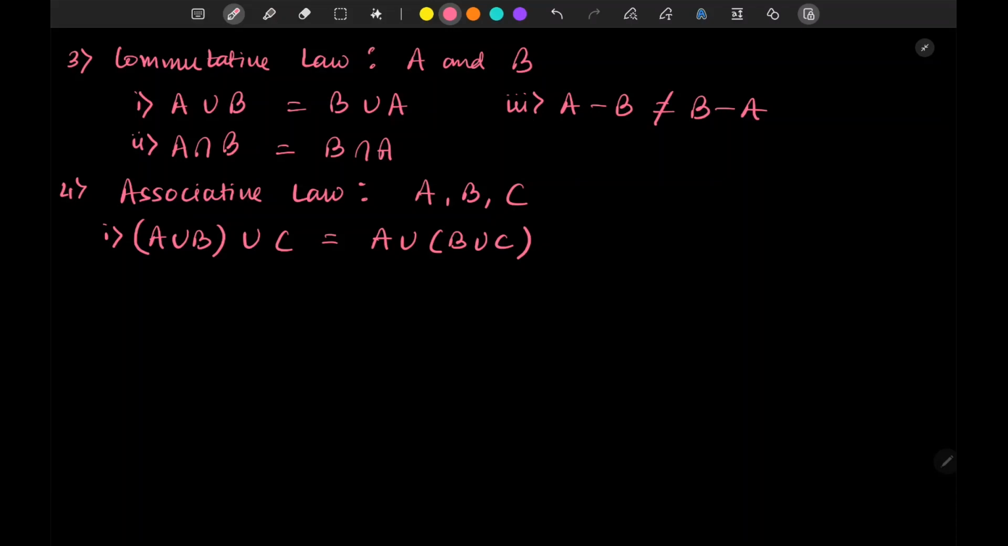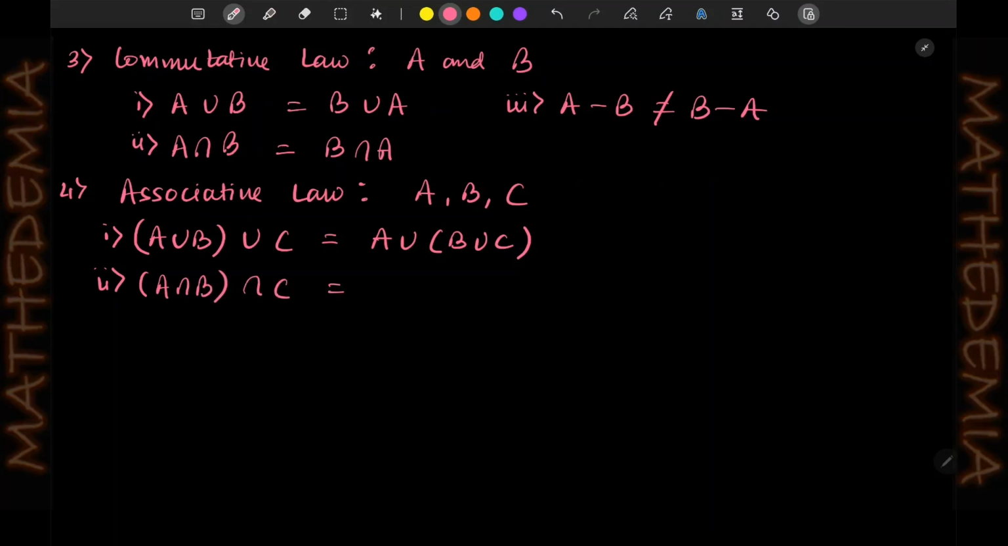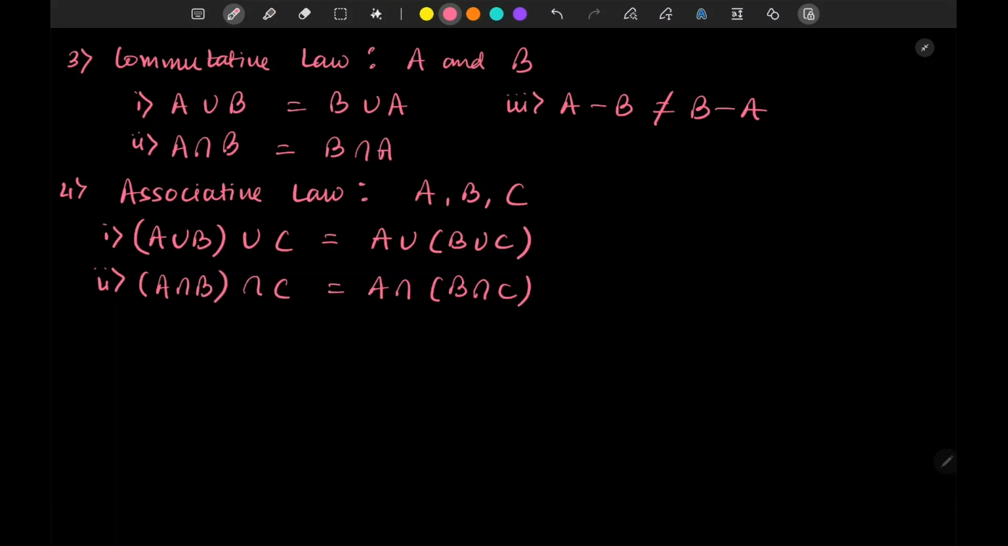What it means is that if we find the union of sets A and B first and then find the union of the result with C, that will give us the same set as finding the union of B and C first, after which we can find the union of the result of B union C with A. A similar result can be obtained for the intersection of sets. So (A intersection B) intersection C can be written as A intersection (B intersection C), which gives us the associative law for intersection of sets.